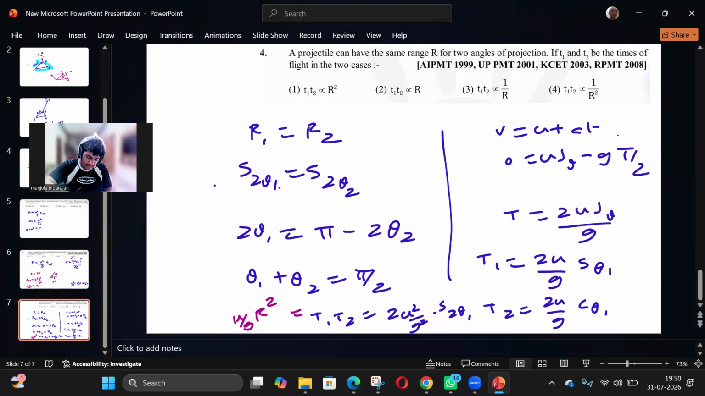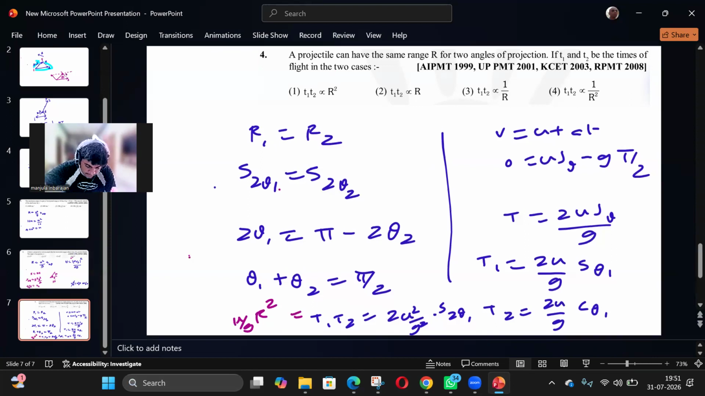If T1 is directly proportional to R, then T2 is also directly proportional to R. Then T1 into T2 is directly proportional to R square, R into R. But T1 is not proportional to R. T1 is proportional to u sine theta 1 by g, and T2 to u cos theta 1. If we join both of them, then we'll get 2u square by g square sine 2 theta 1.